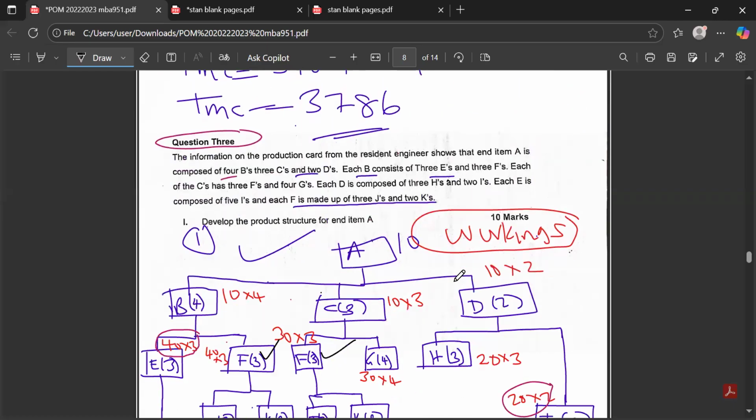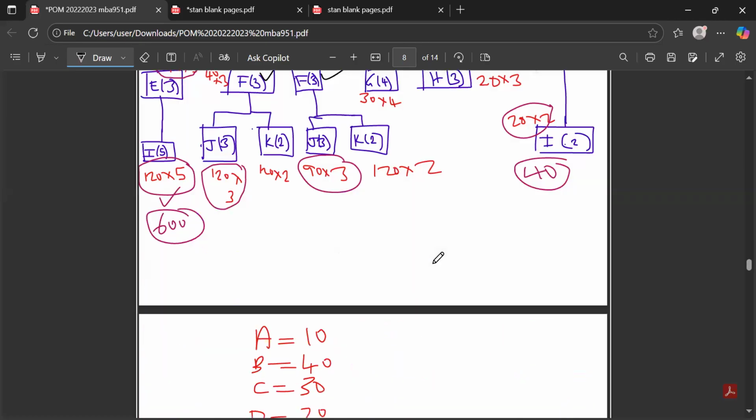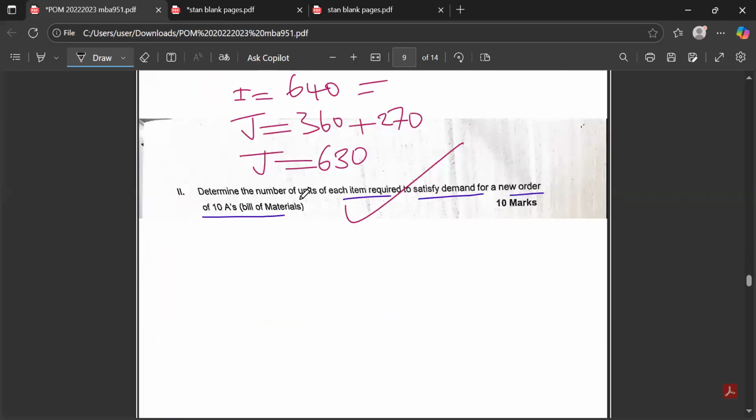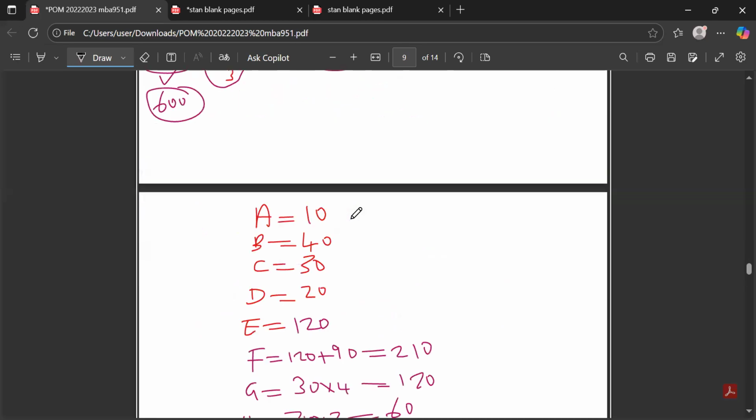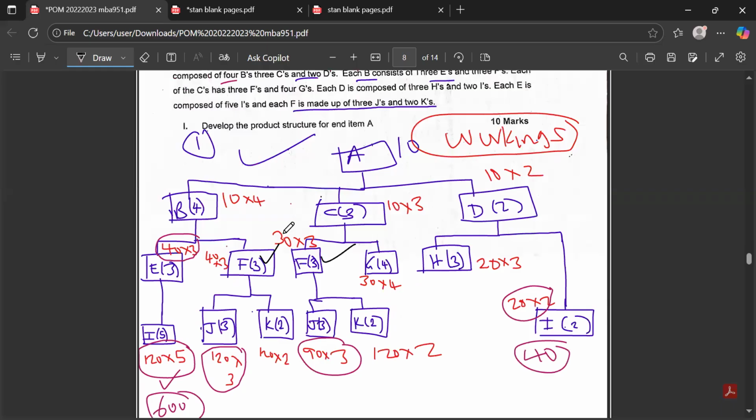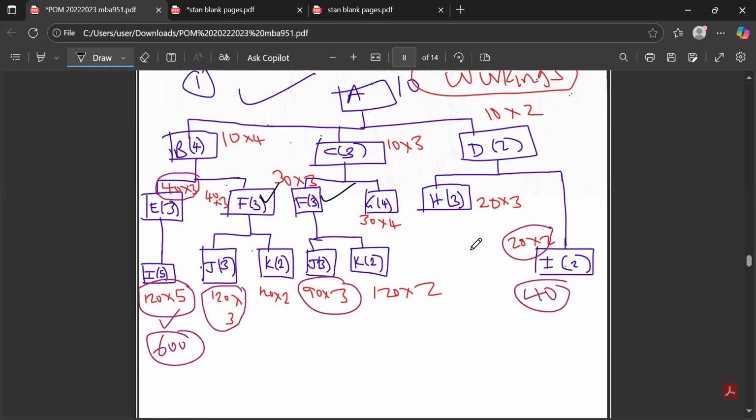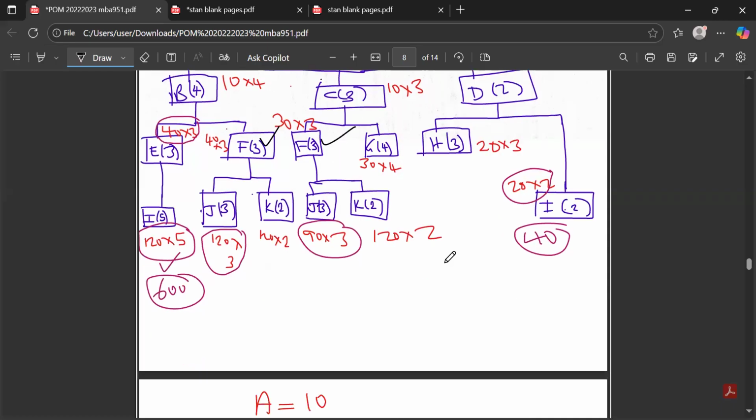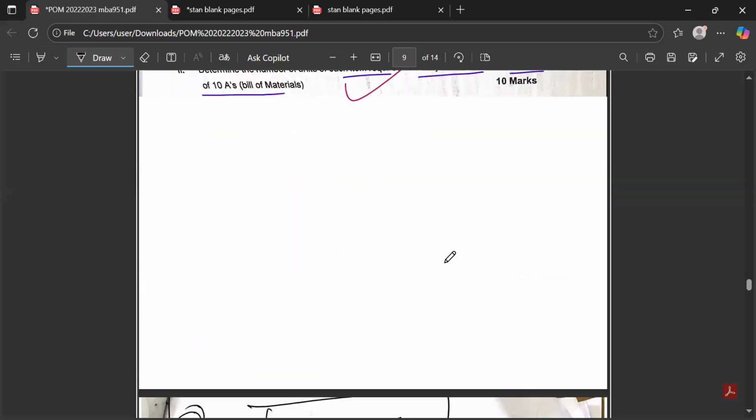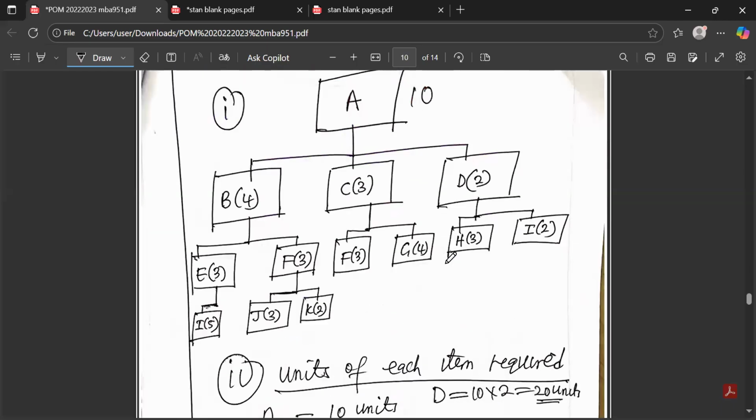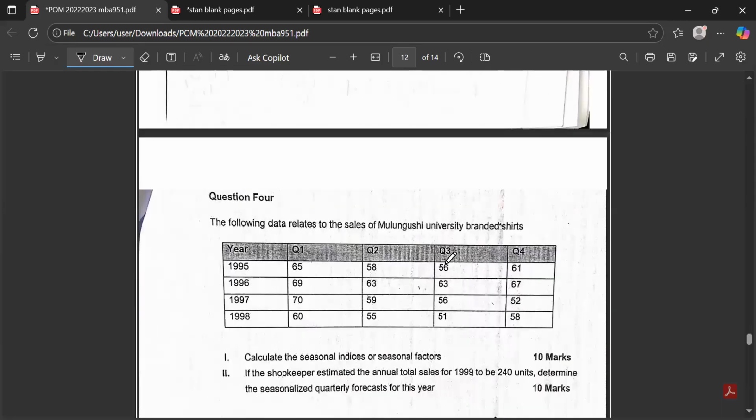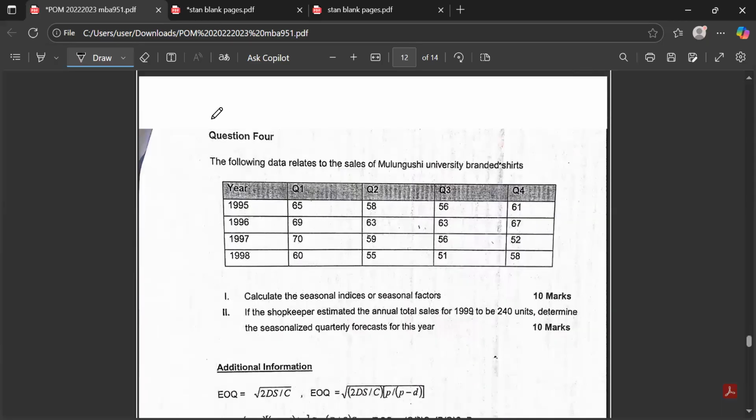And then since A are the 10 units, for this to determine the number of units of each item required to satisfy demand for the new order of 10. So A are the 10, so multiplying 10 by whatever quantities that we have here going down the tree. And we have aggregated, if it's the same product, you sum up. So this answers part B of the question. So this is it. We can now go to question number 4 of this paper.